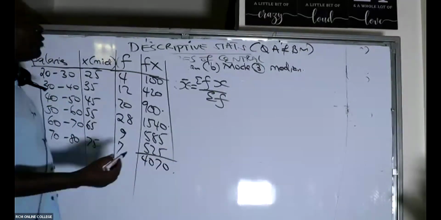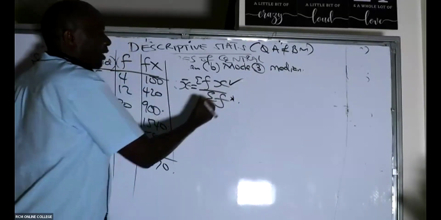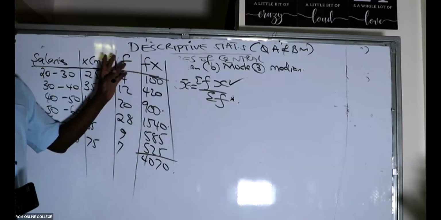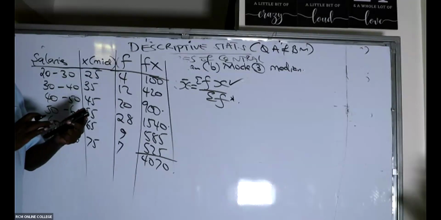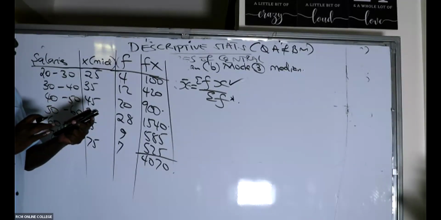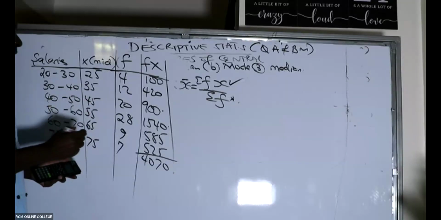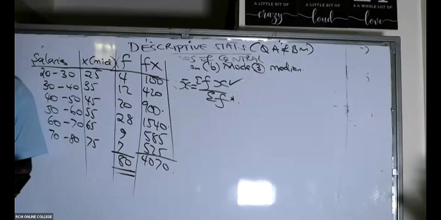So I've taken care of the numerator. Once I take care of the numerator, what I need to do now is take care of the denominator, which simply wants me to add the number of employees, the sum of the frequency. So sum of the frequency, we're adding this downwards. So this will be 4 plus 12 plus 20 plus 28 plus 9 plus 7, which gives me 80.